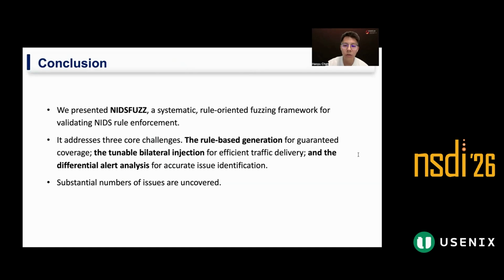And in conclusion, we presented NIDSFuzz, a systematic rule-oriented fuzzing framework for validating NIDS rule enforcement. It addresses 3 core challenges: the rule-based generation for guaranteed coverage, the tunable bilateral injection for efficient traffic delivery, and the differential alert analysis for accurate issue identification. Using NIDSFuzz, we have uncovered substantial numbers of rule enforcement issues.